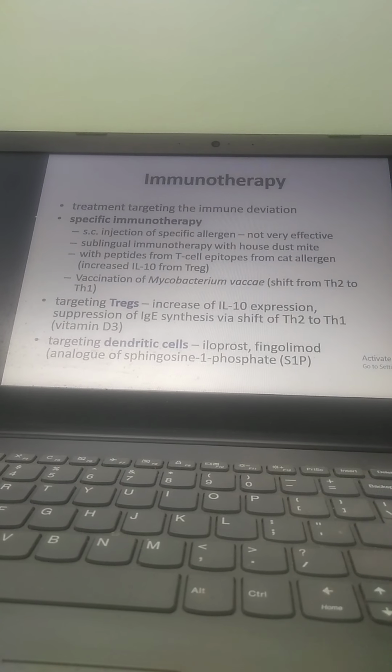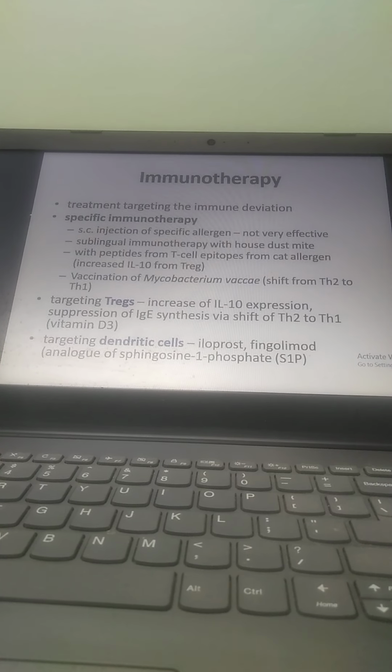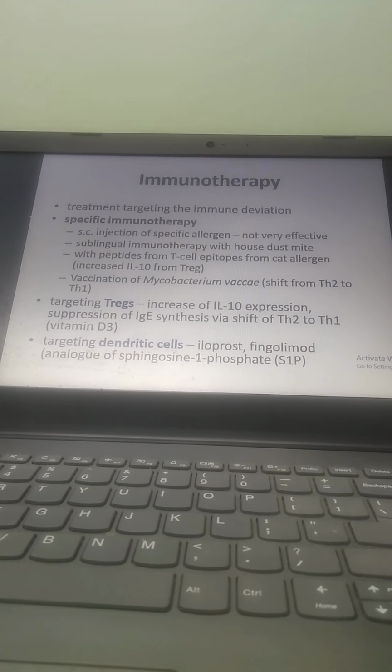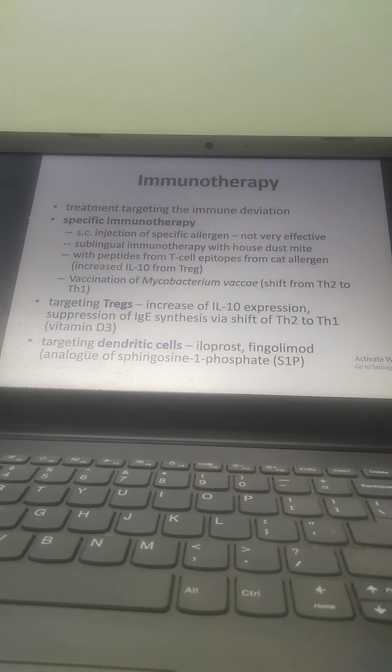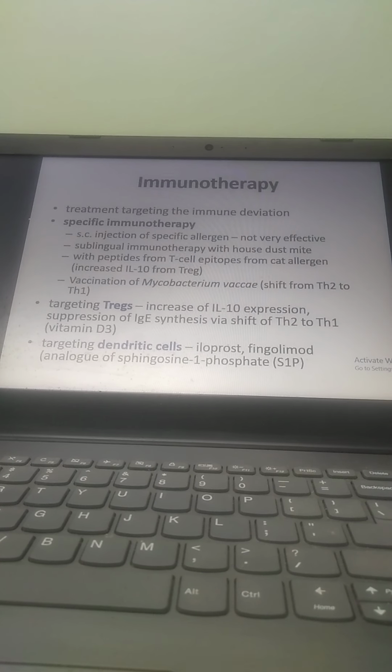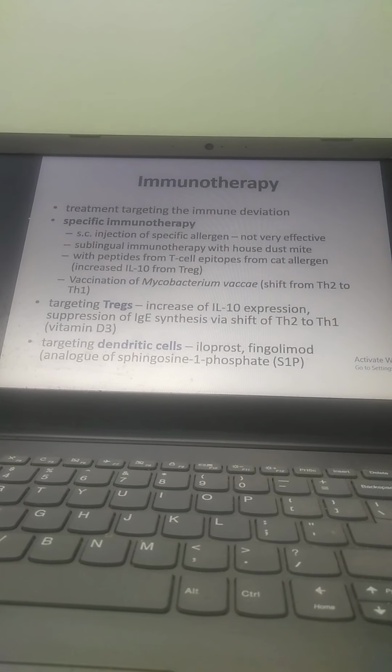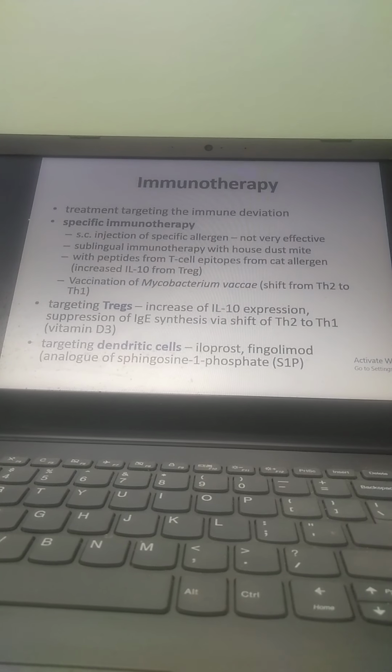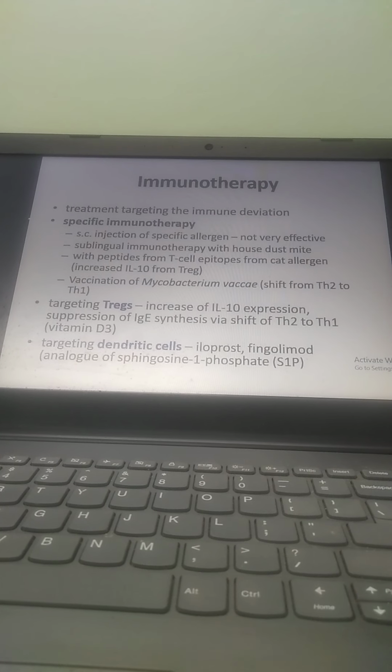And immunotherapy, we have treatment targeting immune deviation, specific immunotherapy, injection of the specific allergen, sublingual immunotherapy with house dust mite, with peptides from T cell epitopes from cat allergen, and vaccination with mycobacterium vaccine to shift from T helper cells 2 to T helper cells 1. Targeting, nowadays we have targeted therapy, targeting TLRs and targeting dendritic cells. This is the immunotherapy.